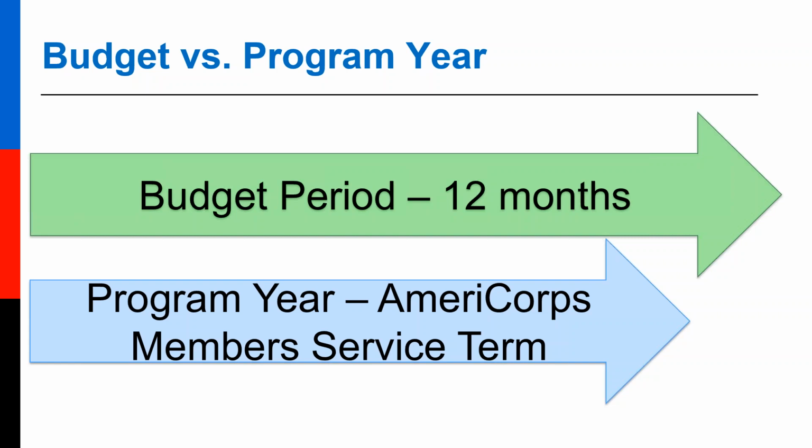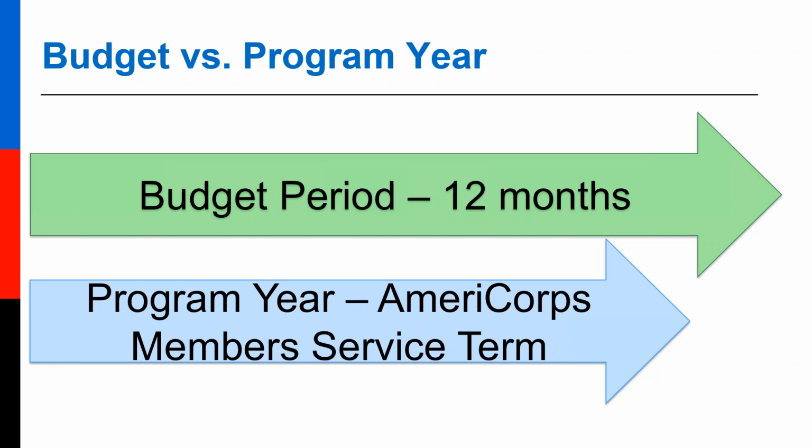The next term we're going to talk about is years, and the AmeriCorps state grant has two main periods of time. The first period of time is the budget year, which is this 12-month period of time. To operate a program, it requires that you have funding for a full 12 months to help with staffing, program costs, etc.